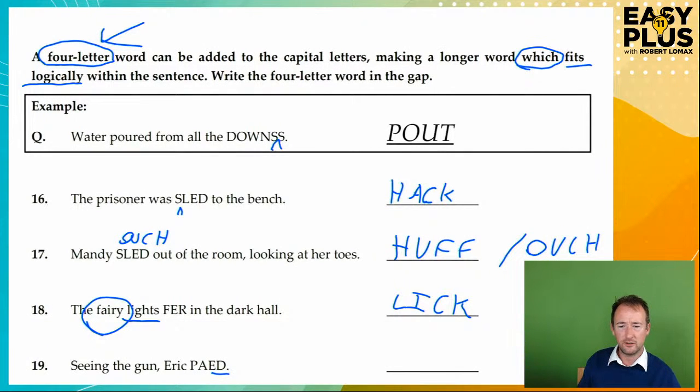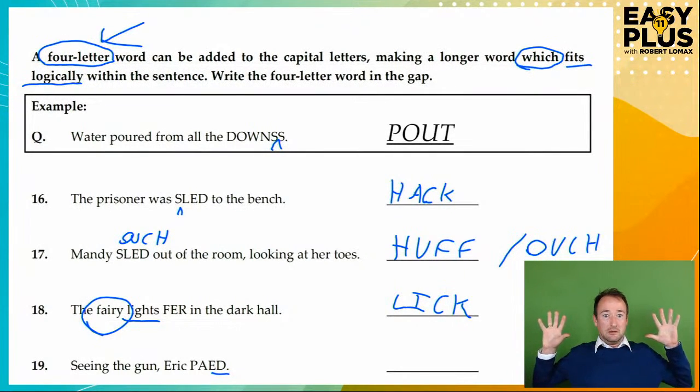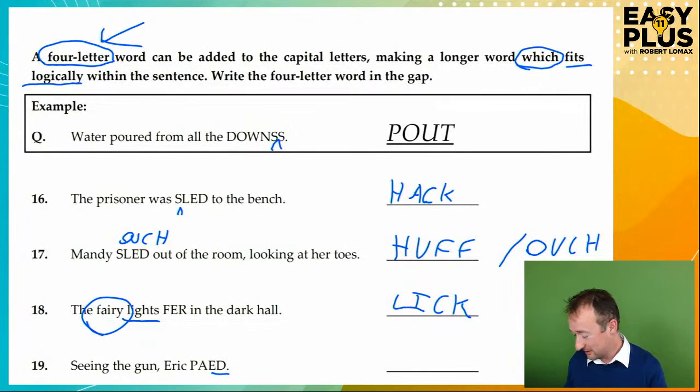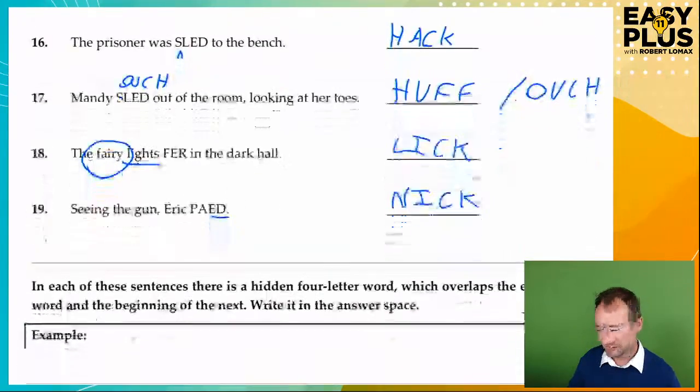Eric, what would you do if you saw a gun? You might go, ooh, that's nice, but it's more likely that you would go something along the lines of, yeah, enough for me. I'm a very, very poor actor, as you may have realised. Seeing the gun, Eric, I think he panicked. Again, be an actor. Put yourself into the situation.